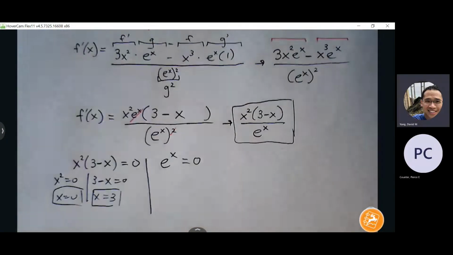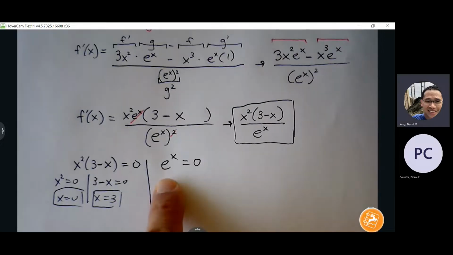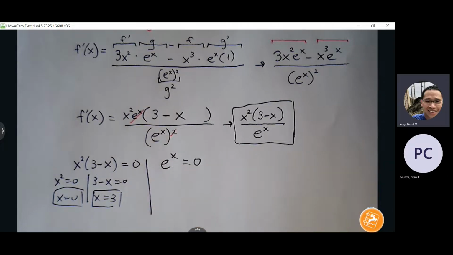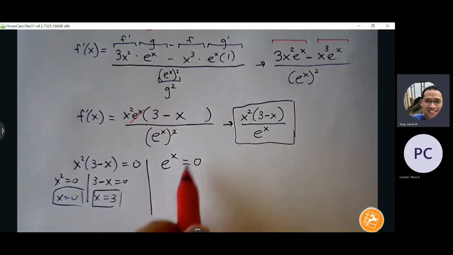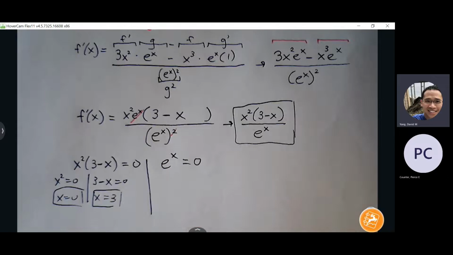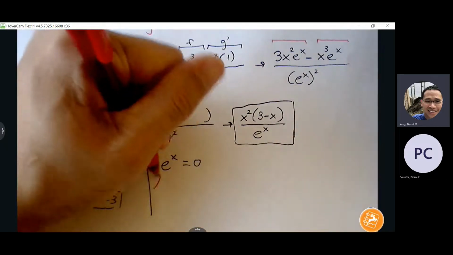Okay, if I try to set e to the x equal to 0, consider what the natural log graph looks like. What do you think? Oh, okay. So the way we can do this is algebraically, right? If I want to solve for any variable in the exponent, I can always force it into a natural log problem to bring that exponent down. So I can always do this.